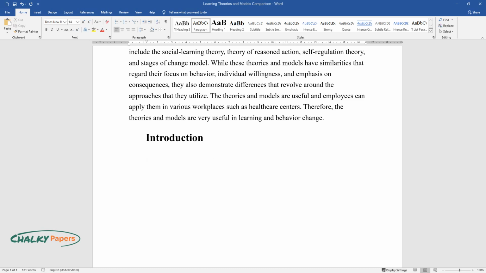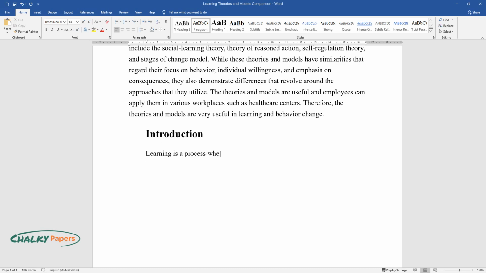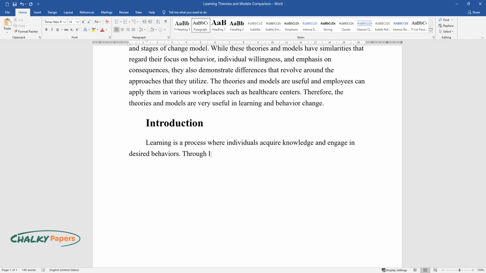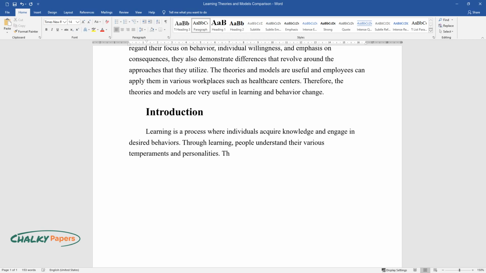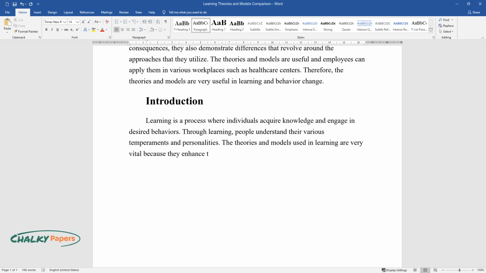Introduction. Learning is a process where individuals acquire knowledge and engage in desired behaviors. Through learning, people understand their various temperaments and personalities. The theories and models used in learning are very vital because they enhance the process of learning and behavior change.